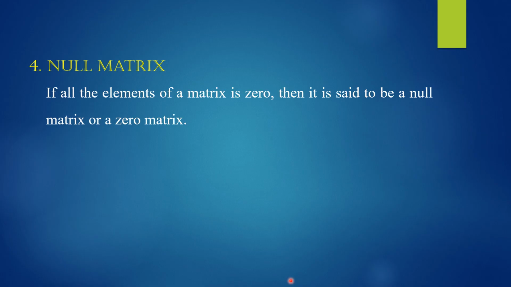The order of the matrix may be anything, whatever order you are taking, but the elements, the entries of the matrix, are all equal to 0. In that case it is called a null matrix or a zero matrix. Is that clear? You see, if all the elements of a matrix are 0, then it is said to be a null matrix or a zero matrix.